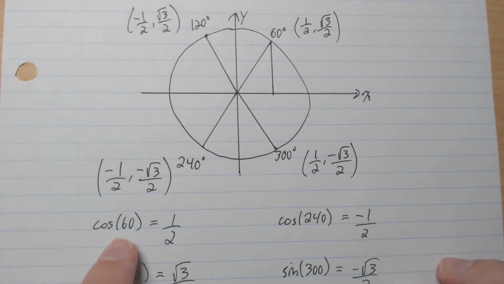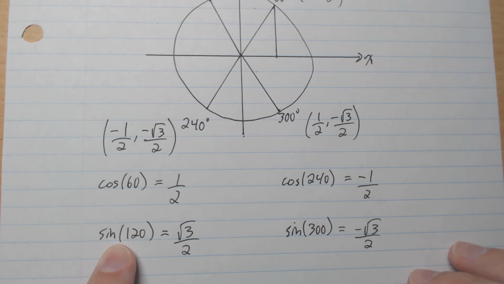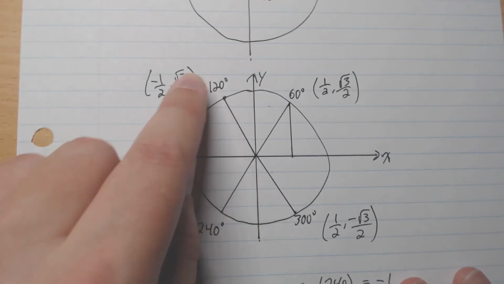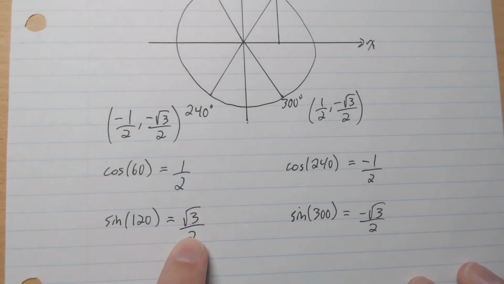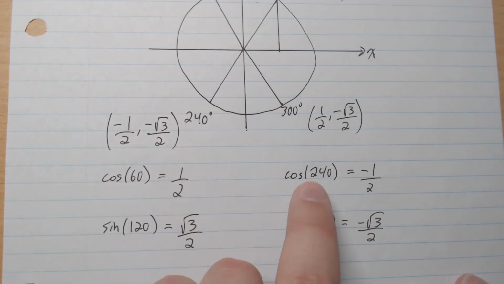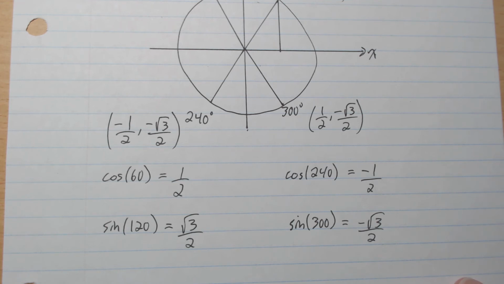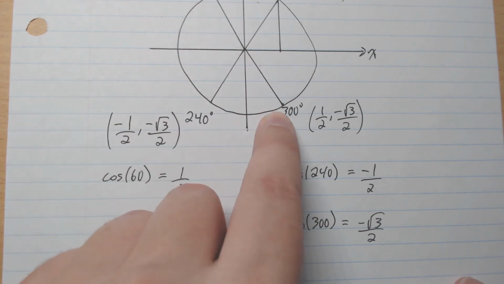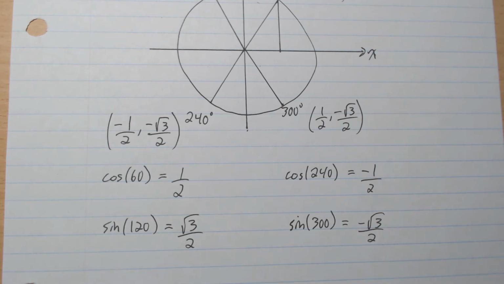Example, cos of 60. So we go to 60, what is the x value, right? Cos is the x value, so it's a half. Cos of 60 is a half. Sine of 120. So we go to 120, we say what's the y value? Root 3 over 2, like that. So sine of 120, root 3 over 2. Cos of 240, so we go to 240, cos is the x value, so negative a half, like that. Sine of 300, we go to 300, what is the y value, which is negative root 3 over 2, like that.